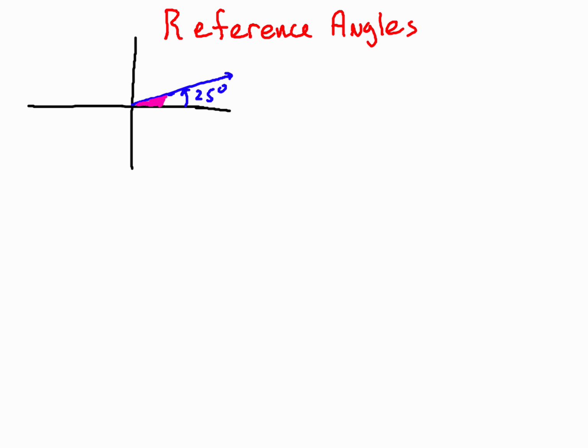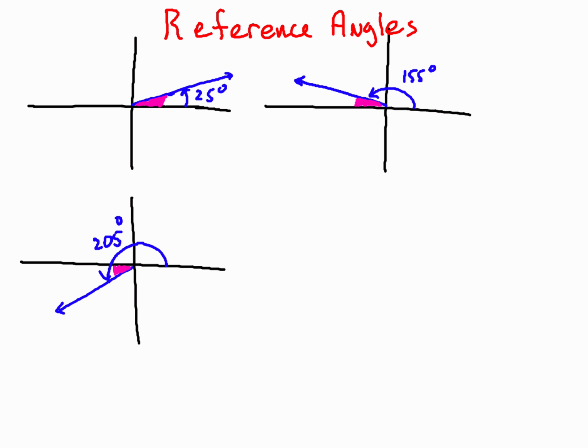So here's an angle, 25 degrees. Now look at this second angle. This angle is 155. But look at the two pink angles. They have the same measure. That pink angle on 155 is the reference angle for 155 degrees.